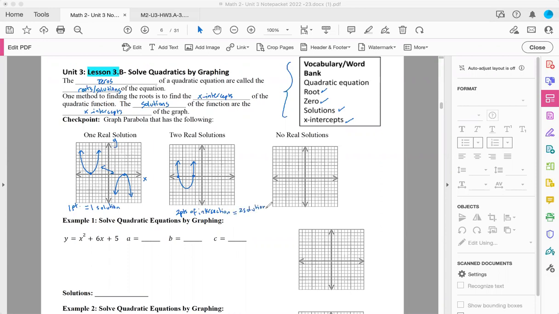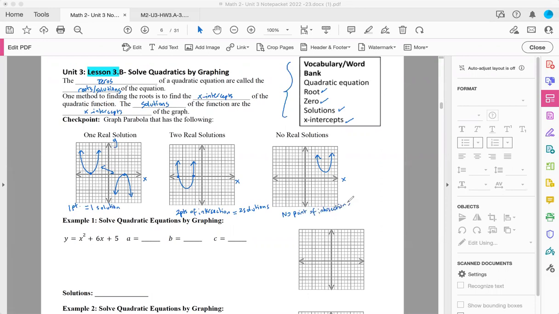So 1 point of intersection with the x-axis is one solution, 2 points is two solutions, and no real solution is when you do not have any points of intersection. So when your graph is upward like this and it does not cross the x-axis, that's no solution. This is no solution, no points of intersection.